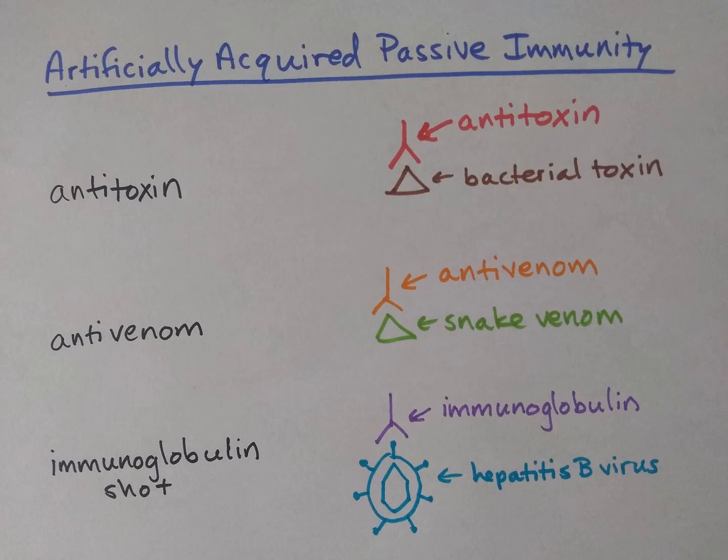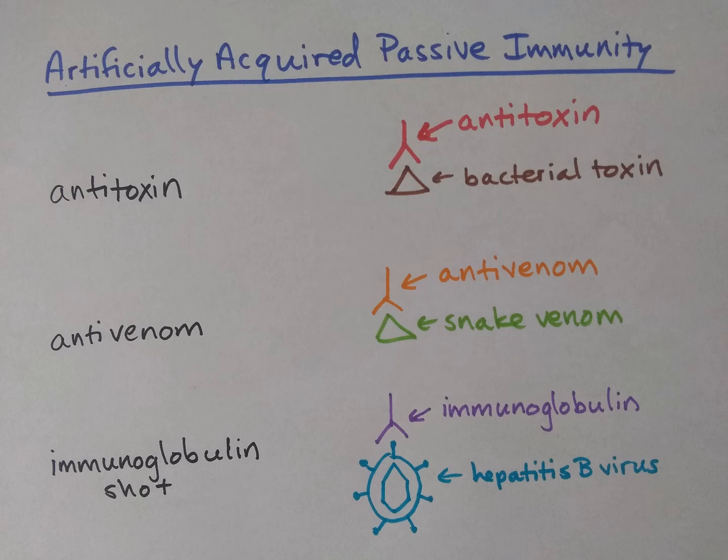artificial passive immunity would be being given an immunoglobulin shot. If you were exposed to hepatitis B virus, maybe by a needle stick, and maybe you hadn't had the hepatitis B vaccine, they would give you the immunoglobulin against the hepatitis B virus. They would just give you antibodies that would bind to any hepatitis B virus in your body, and that would prevent it from getting into your cells and also mark it as a red flag for the other white blood cells to come around and get rid of that virus.